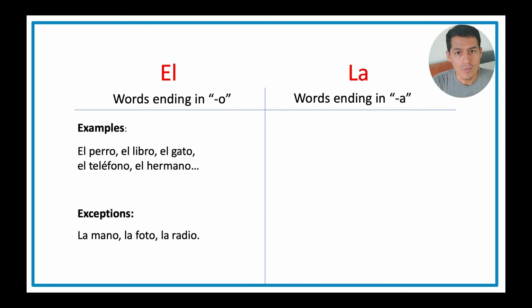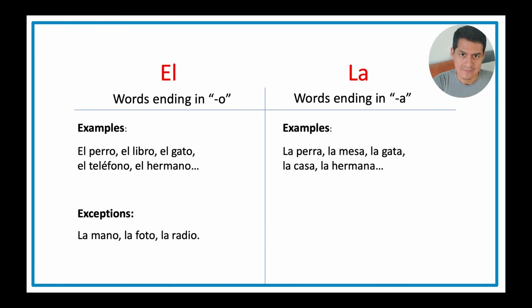Now, we will use la for the words ending in a. For example, la perra, la mesa, la gata, la casa, la hermana. There are also some exceptions here. Mapa and día are masculine, el mapa, el día.